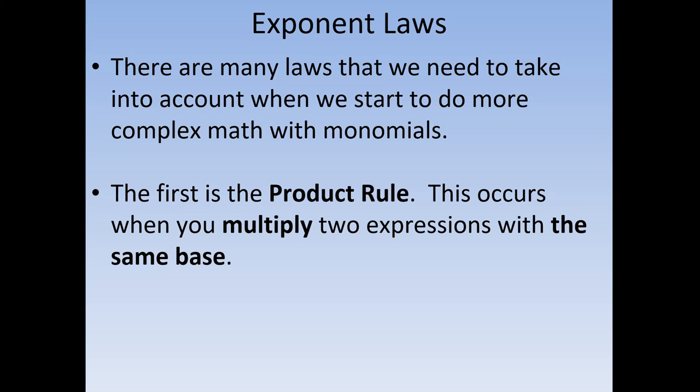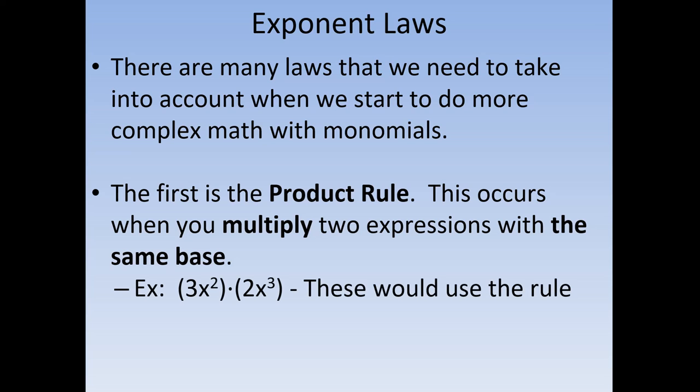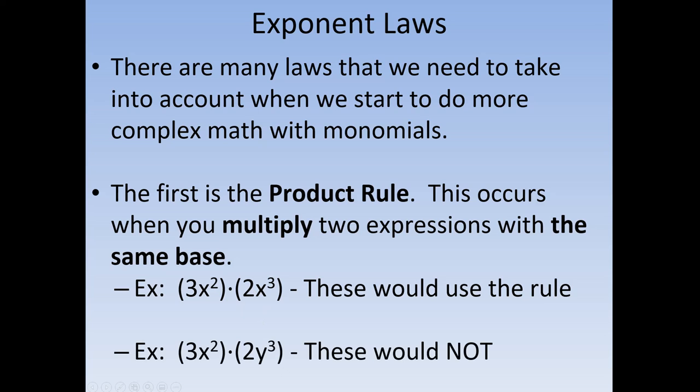We have a few rules. The first rule is the product rule. So this occurs when you're multiplying two expressions with the same base. So for example, this would allow for us to use the product rule. We have numbers, the coefficients don't matter. What matters is that they have the same base, variables, and they're being multiplied. And that's it. That's the only thing they need. Something like this would not allow us to use the product rule because there is no common base.